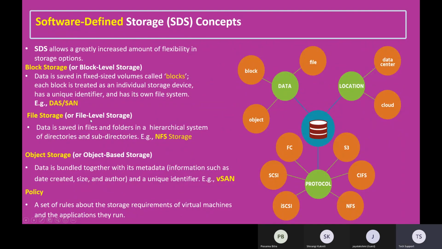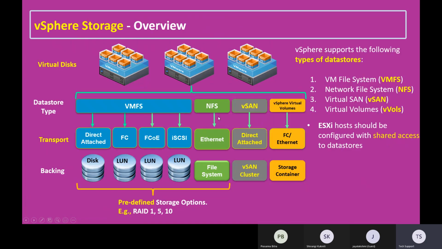And the file storage, which we can also call file level storage. Data is saved in files and folders in a hierarchical system of directories and subdirectories. The other day we configured NFS storage using one of our Windows 2022 servers. The example for file storage is NFS storage, which uses the NFS protocol, and we can connect through a normal IP based switch only.